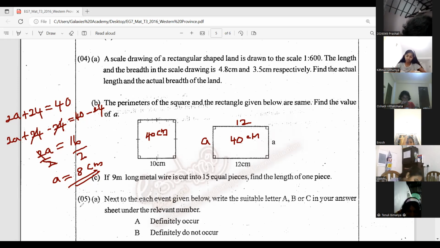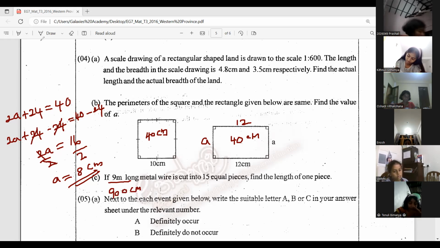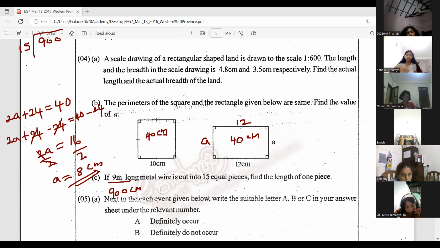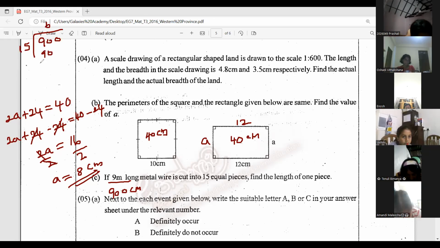Right, fourth question, part C. If a 9 meters long metal wire is cut into 15 equal pieces, find the length of one piece. 9 meters means how many centimeters? 900 centimeters. Now 900 centimeters we have to divide by 15. 900 divided by 15: 90 divided by 15, 6. 6 times 15, 90. Remaining 0. 0 divided by 15, 0.